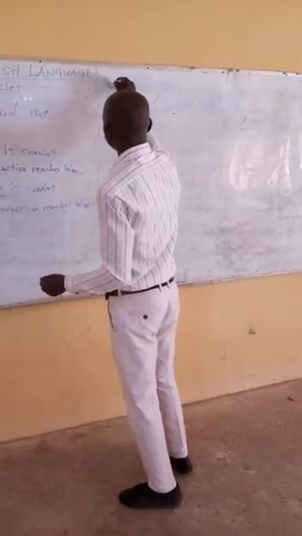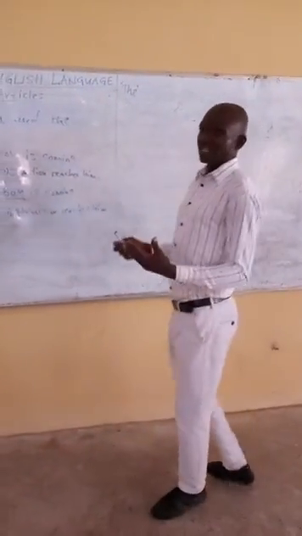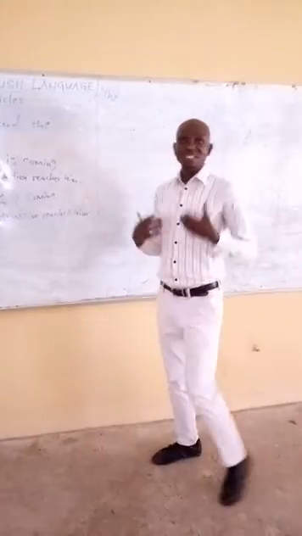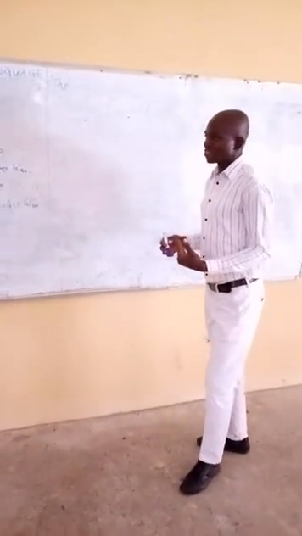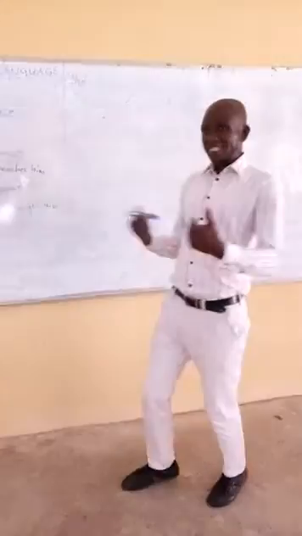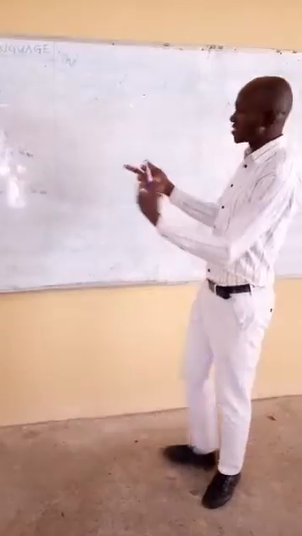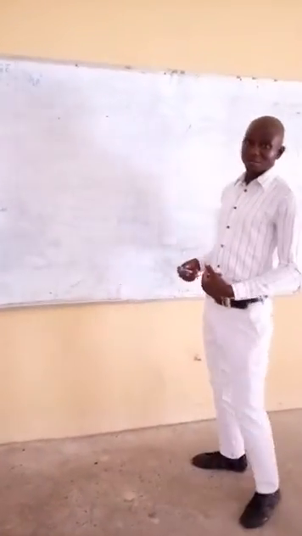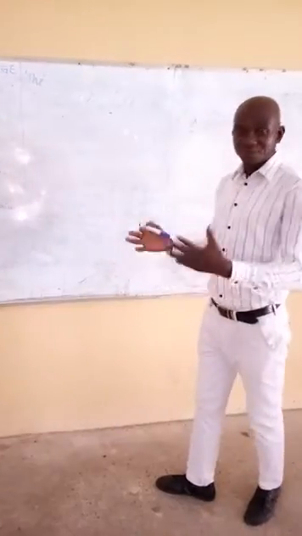We use the definite article, which is the, to refer to something that is known by both the speaker and the listener. Just as we said, the boy. When we say the boy, it means the listener knows the boy the speaker is talking about, and the speaker himself knows the boy he is talking about. So this becomes a specific reference.